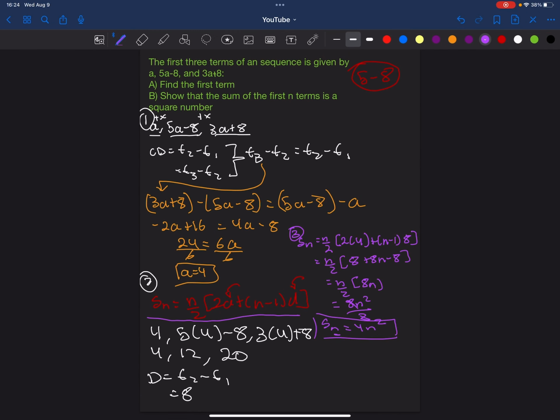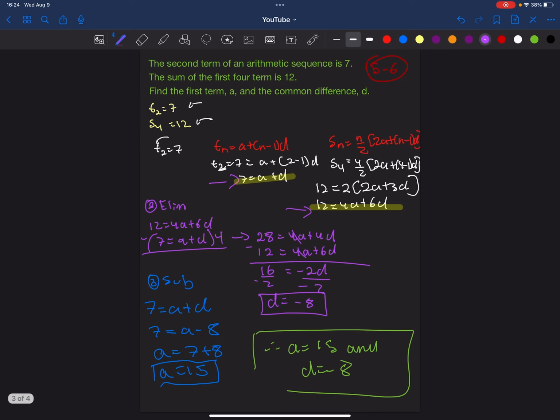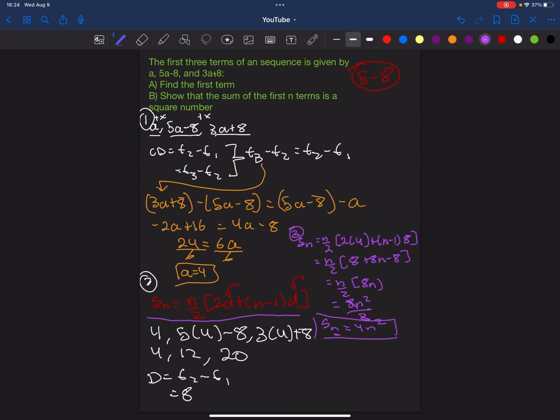So we solved all the questions. I also want to tell you that the first question is a level 1-2 in terms of the MYP difficulty scale. The second question is a 5-6, and the third question is a 5-8.